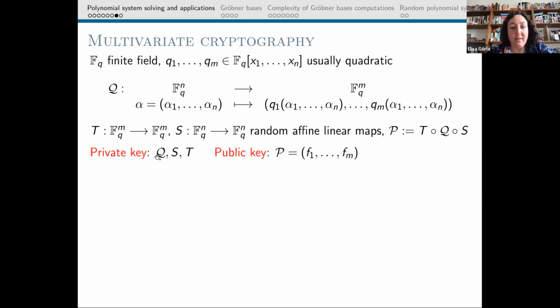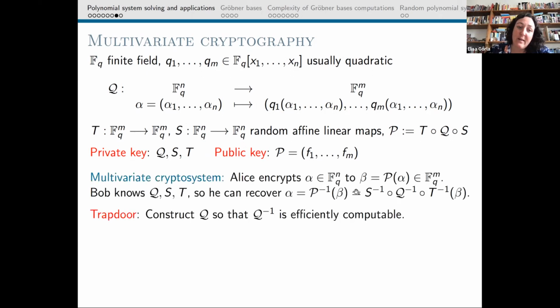So the private information is the Q, and the two transformations T and S that you use to disguise it. And the public information, now I will say what this means in a second, is the result of the composition. So the polynomials that you got after you disguise this, F1, ..., Fm, okay?